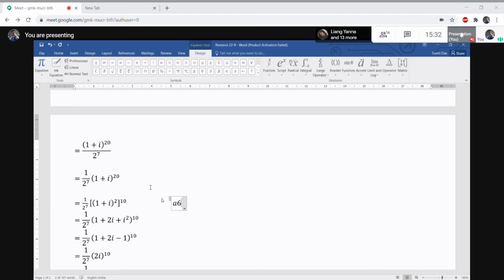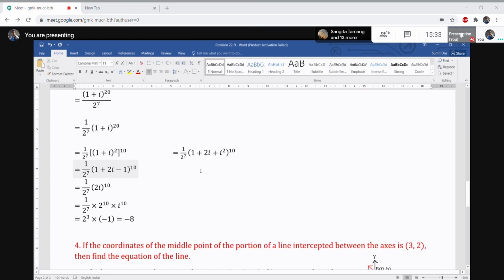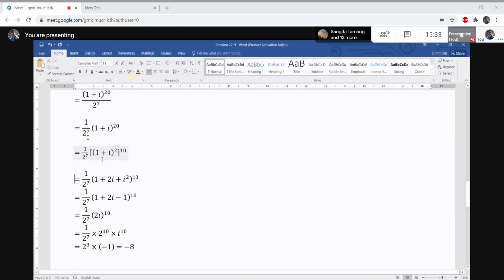Like a to the power 20, we can write this as (a square) whole to the power 10, because the powers will be multiplied. Then next, look outside the bracket: whatever coefficient we have outside, we are not changing anything, and the power also we are not changing. What will change is the inside, this whole square.